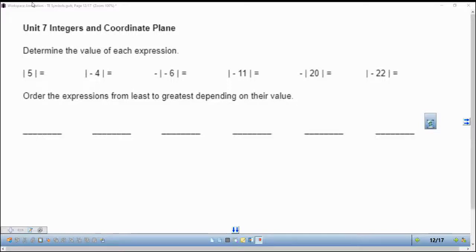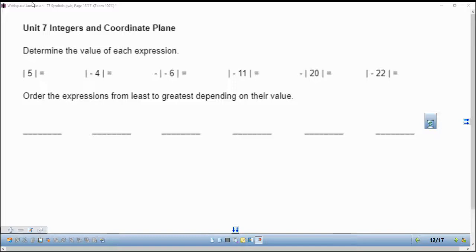All right, so we're going to be reviewing today Unit 7, Integers and the Coordinate Plane. We're going to be looking at a few different ideas here that will help us prepare for the final exam. First thing we're going to take a look at is absolute value.